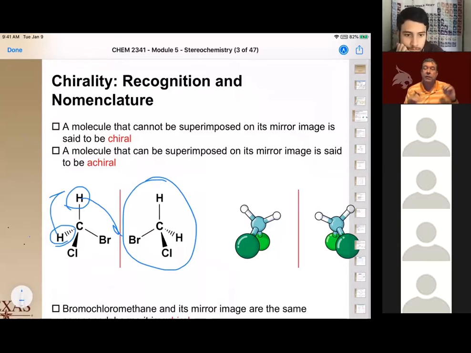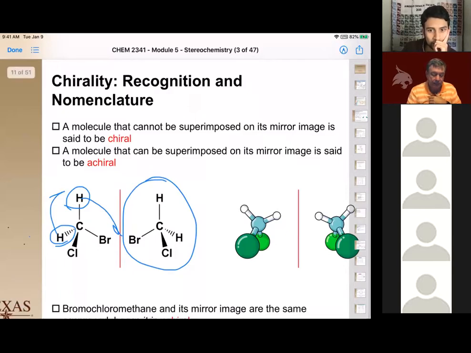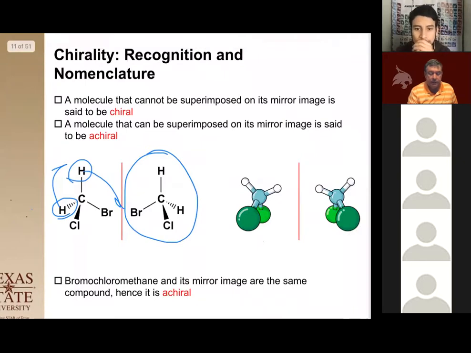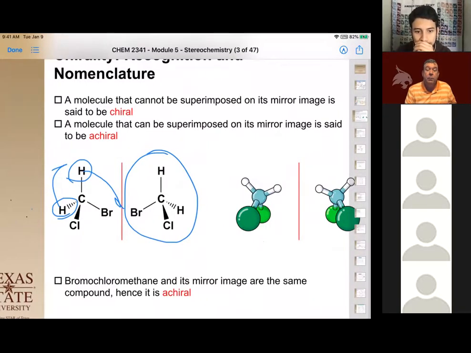The A in front of the chiral stands for non-chiral, okay? So we have to look for this when we start looking at these things bonded to carbon to identify whether we have this chiral or achiral. So in the case of this particular molecule, it does have a mirror image. However, if we rotated this up and this bromine ended up coming back here and our chlorine stayed out front, it would be superimposable. Those 2 hydrogens would line up, the 2 bromines would line up, and the carbon would all line up, okay?